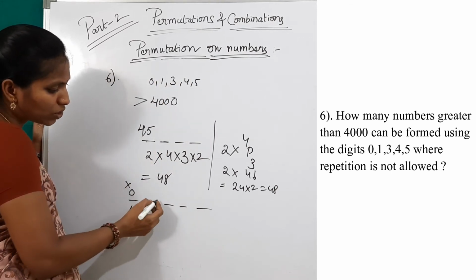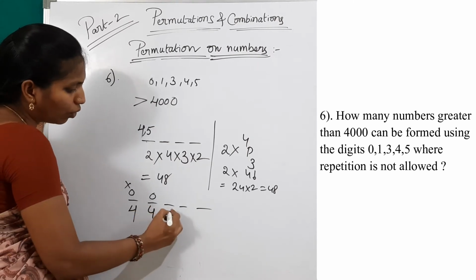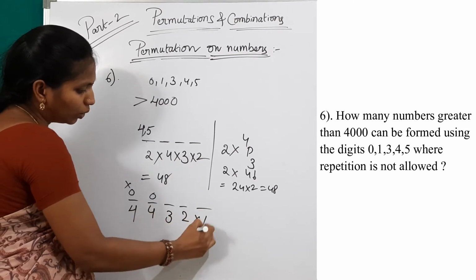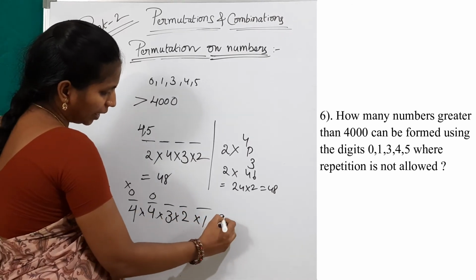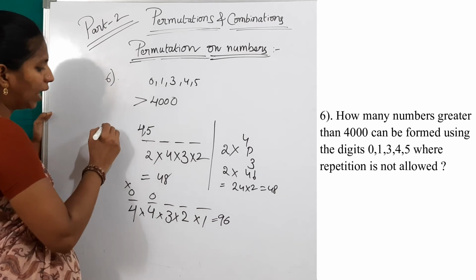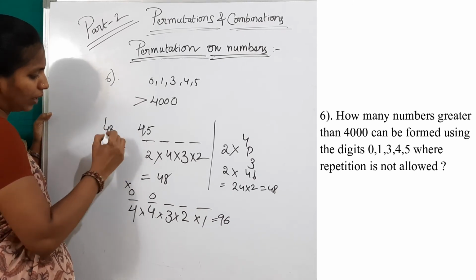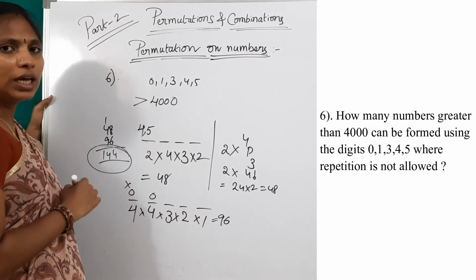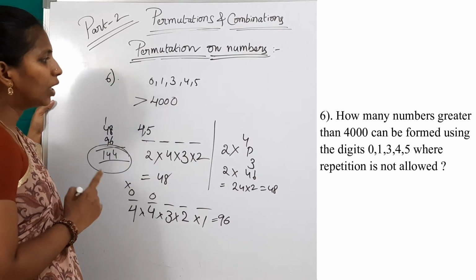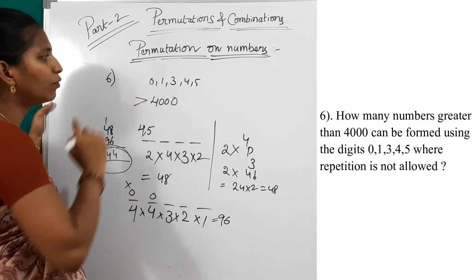From these 5, 1 is fixed here. I can place 0 in this position now. So here also 4 into 3 into 2 into 1. Now what is the result here? 96. So 48 plus 96 is 144. The answer is 144. We can make 144 numbers which are greater than 4000.